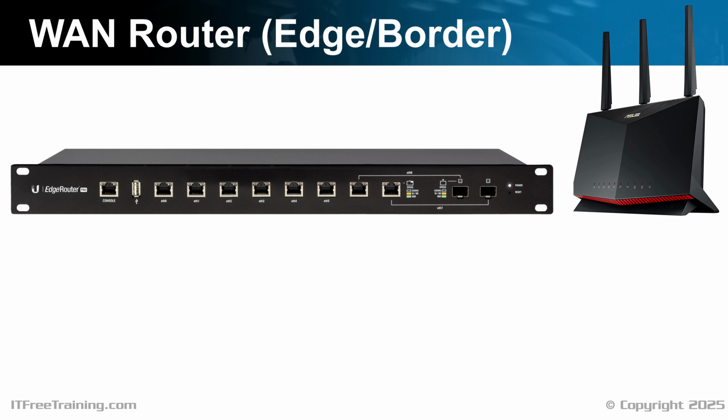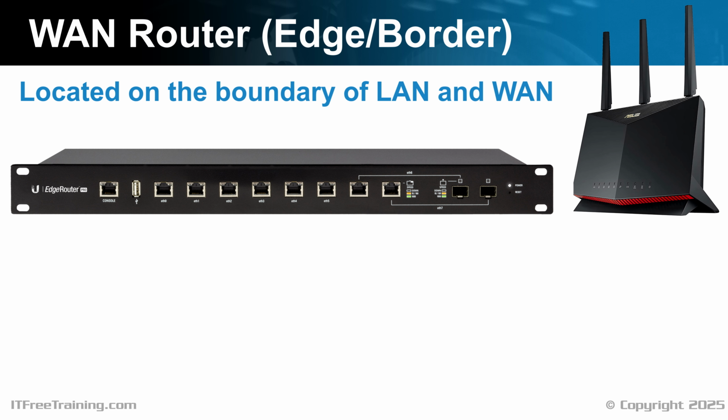A WAN router, also known as an edge or border router, is located on the boundary of a LAN and WAN. These devices usually include a WAN link, but may not. In some cases, the device may perform the routing, but use an Ethernet connection to connect to another device that connects to the external network. You can start to see that routers are often purchased based on what functions you want. Nowadays, an edge router will often include firewall or VPN options.